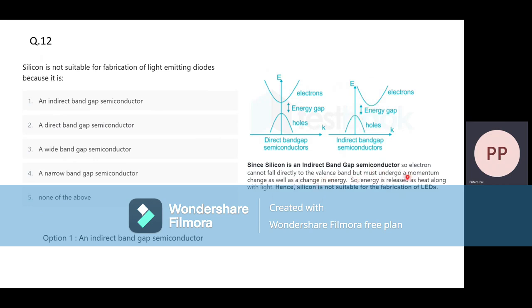Okay, so energy is released as heat along with the light. That is why silicon is not suitable for the fabrication of LEDs. Compound semiconductors like gallium arsenide and indium phosphide are suitable for LED purposes because they are direct bandgap semiconductors, where in E-K space both band extrema lie at the same K point. That is why there is no loss.